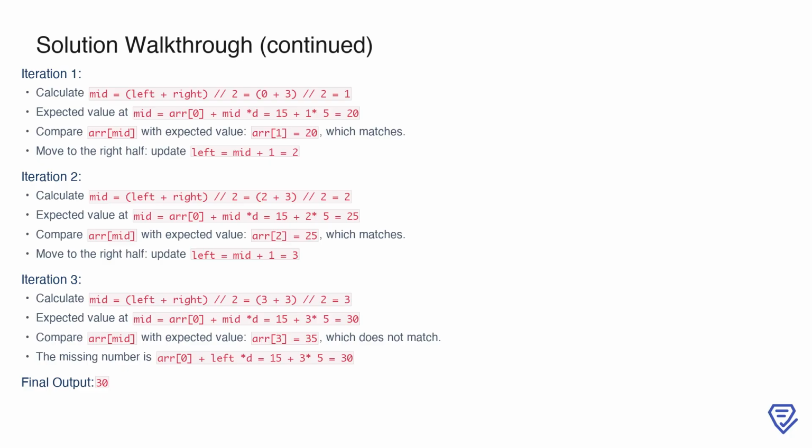In the third iteration, mid is calculated as (left + right) / 2, yielding 3. The expected value at this index is 15 + 3 * 5 equals 30, but the actual value at ARR[3] is 35, which does not match. This discrepancy indicates that the missing number is 15 + 3 * 5 equals 30. Therefore, the final output for this example is 30.